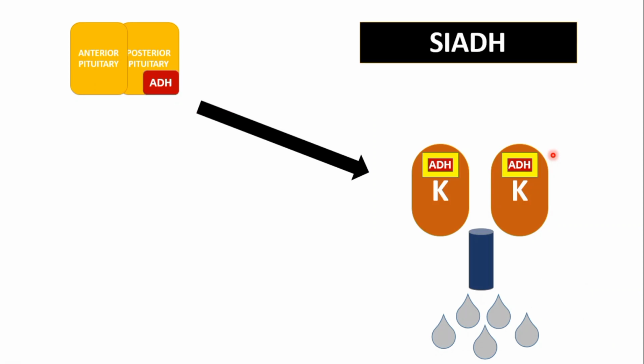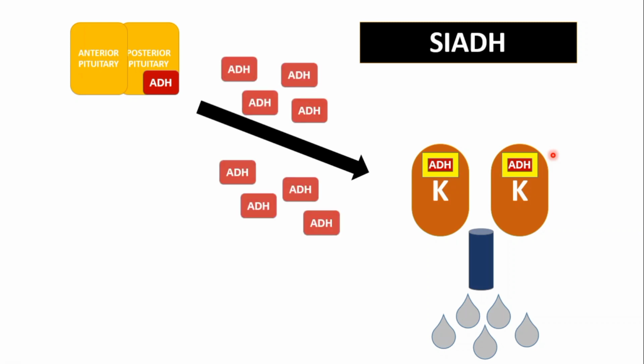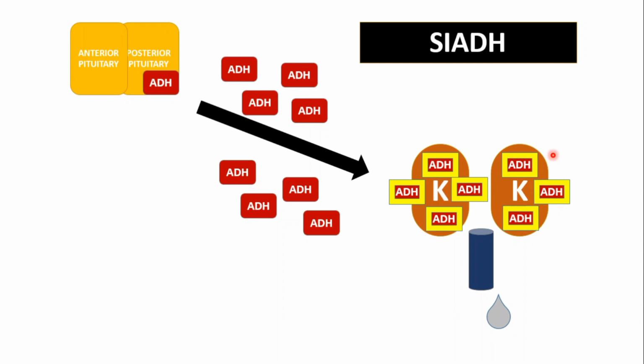Now the next one is SIADH, that is the syndrome of inappropriate ADH. Usually we have a normal amount of ADH that conserves a normal amount of water, but in SIADH, that is inappropriate ADH, we have lots and lots of ADH. Maybe it can be coming from other sources in the body. This ADH goes and binds in the kidneys, causing severe antidiuresis, that is severe conserving of water. So the patient rarely urinates. All the water is being saved up in the body.